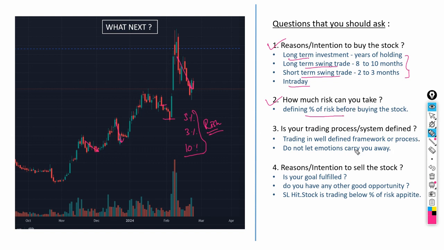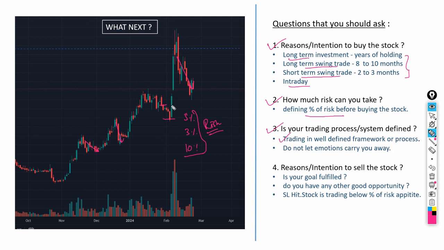Next is to have a clear, good trading process or system defined. For individuals it may vary, the trading process and system might be different from person to person, but having this framework and following this process is very important. One cannot just be in the markets without any process or framework. It is important to respect the process and not deviate from it.